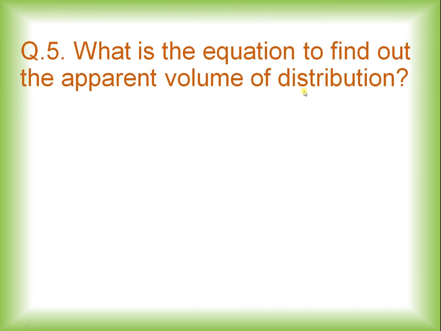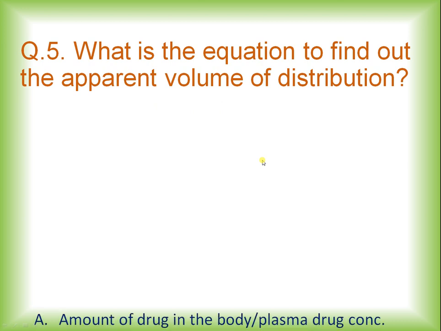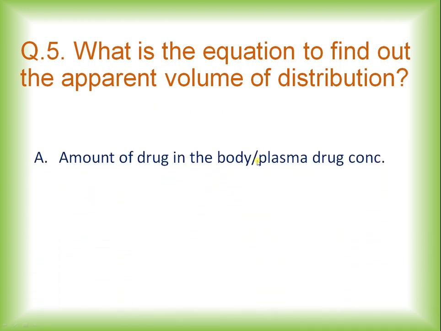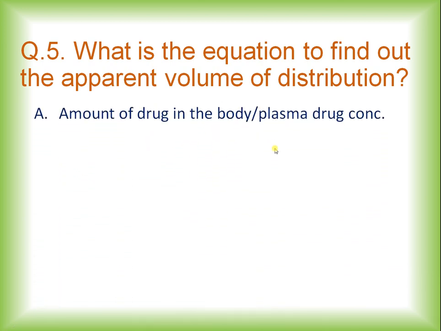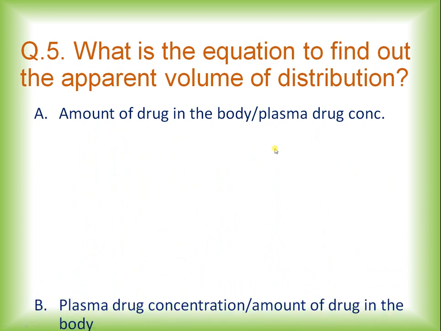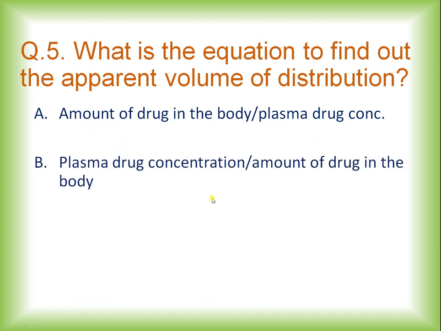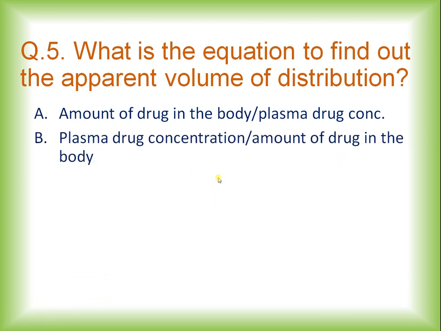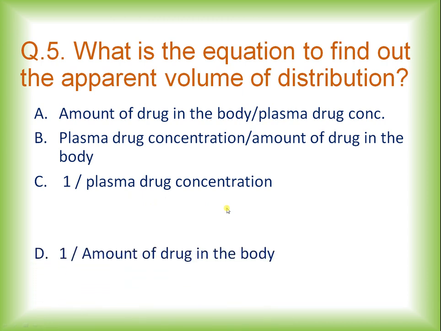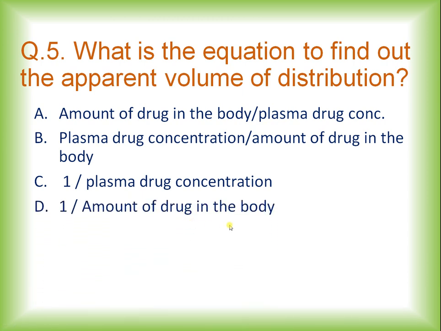What is the equation to find out the apparent volume of distribution? The options are: amount of drug in the body divided by plasma drug concentration, plasma drug concentration divided by amount of drug in the body, 1 divided by plasma drug concentration, 1 divided by amount of drug in the body. And the right answer is option A.